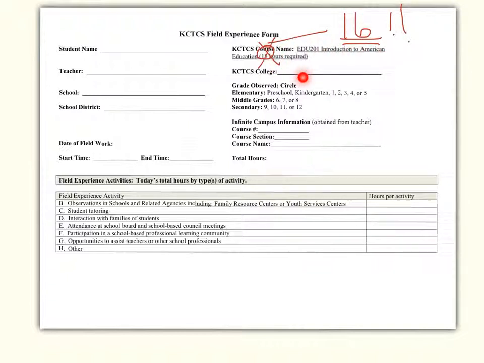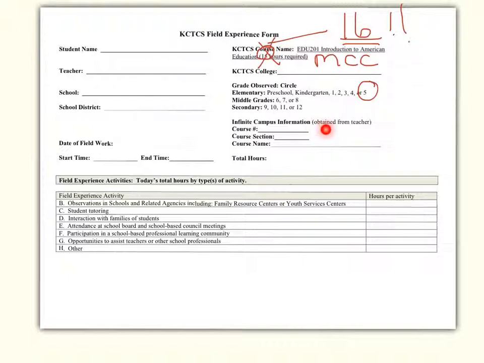Enter the name of the college through which you are taking this course. So in your case, it will be MCC, Madisonville Community College. That's the college through which you are completing this course. Then you will simply, common sense, circle whichever of these grades you happen to be observing under this teacher. So if you're observing 5th grade, you circle 5. Then, at the end of the observation, you have all this information filled out.